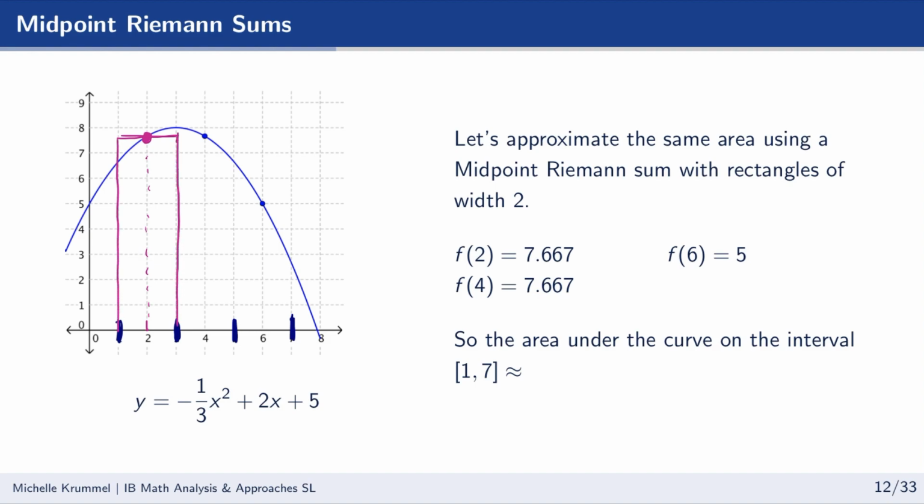Our next interval goes from 3 to 5. We're going to go to the middle, which is 4, follow it up until we hit the curve, and that will determine the height of that rectangle. And then the last interval goes from 5 to 7, so we'll go to the middle, which is 6, follow it up until we hit the curve, and that's the height of that rectangle.